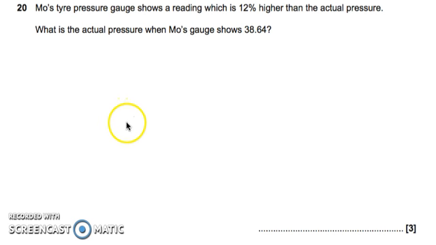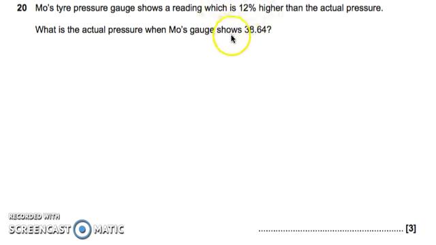Now, this is a pretty trickily worded question because when people look at percentage questions, they think about working out 12% and then adding it on, and that would be the wrong thing to do in this case, or 12% and taking it away. What we're looking at here is a reverse percentage question. Basically, there's a couple of ways to work these questions out.